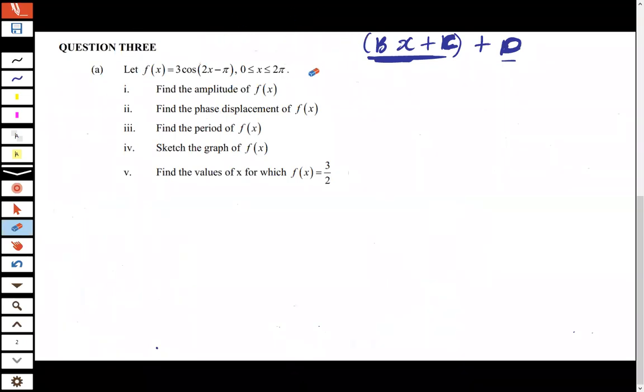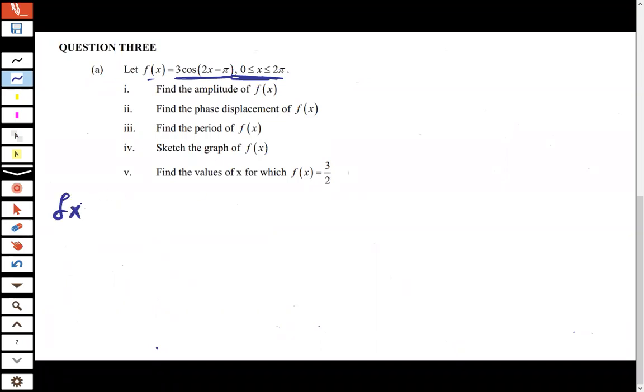Okay, let's now solve the last part of the question. The last part of the question is asking us to equate f of x, which is this equation, to 3/2. Then the answers that we're getting are supposed to be in this range, which is just the domain that has been given. It's supposed to range from 0 to 2 pi. So it's saying f of x is equal to 3/2.